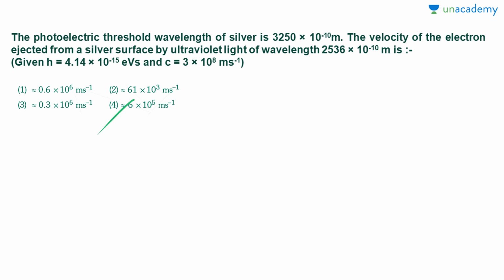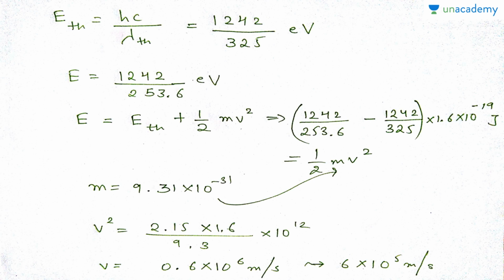So we are having two options that are the same. Now let us look into the solution to find whether both of these are correct, or whether some other option, that is 2 or 3, is correct. Now let us look at the solution.